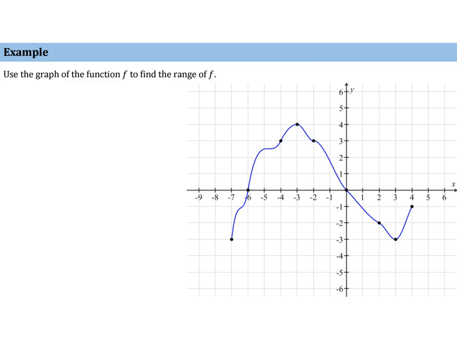Now what's the range? Take your curve and smash it to the y-axis and see what you get. What is the shadow on the y-axis? Remember, whenever you write your answer, write it in interval notation and make sure that you go from bottom to top.